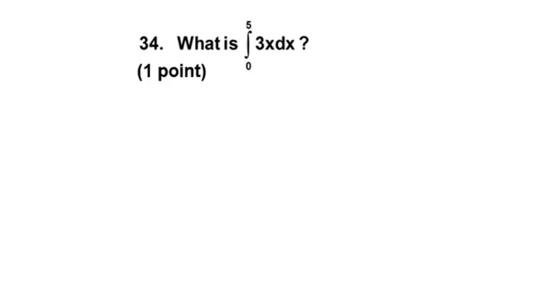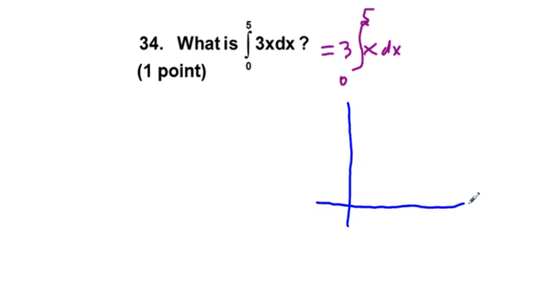Okay, problem 34. What is the integral from 0 to 5 of 3x dx? Now we can rewrite this and take this 3 out front. So we're going to have 3 times the integral from 0 to 5 of x dx. So whatever we get from this integral, we can multiply that times 3 and get our answer. And for that, I'm just going to make a little sketch. We haven't gone over the rules of integration yet, but the concept of it you should have.